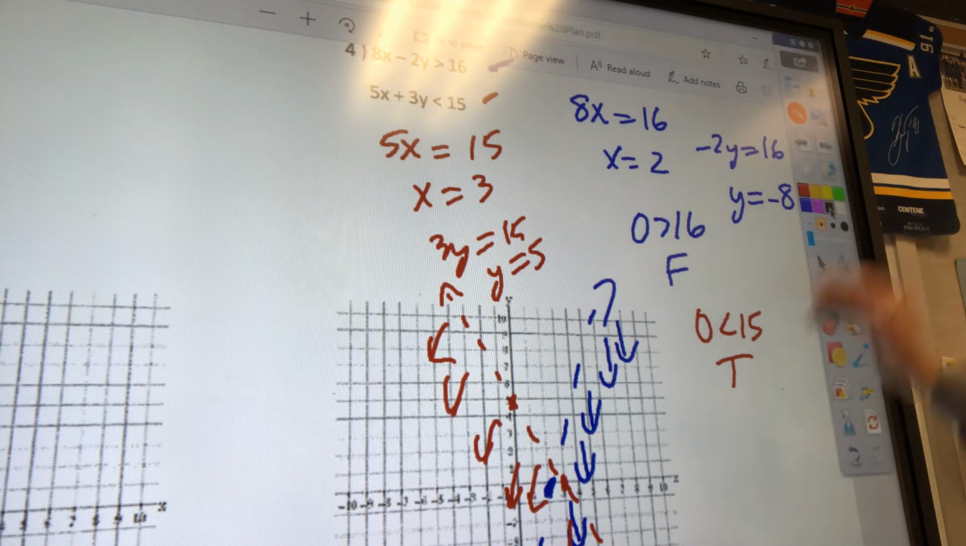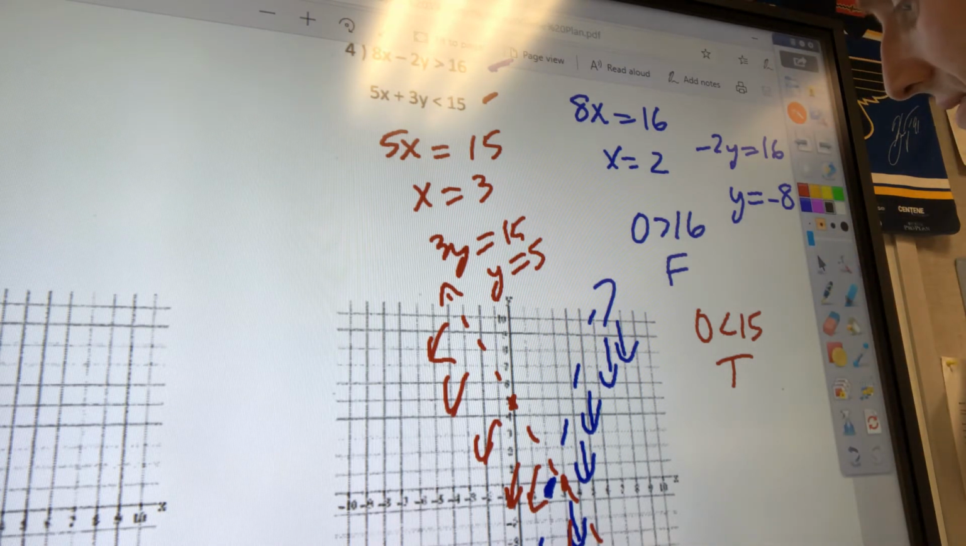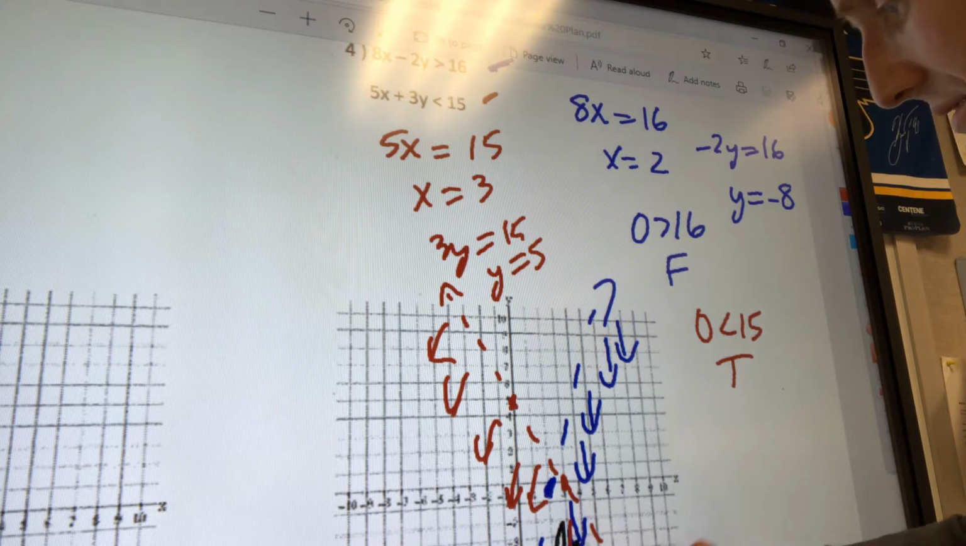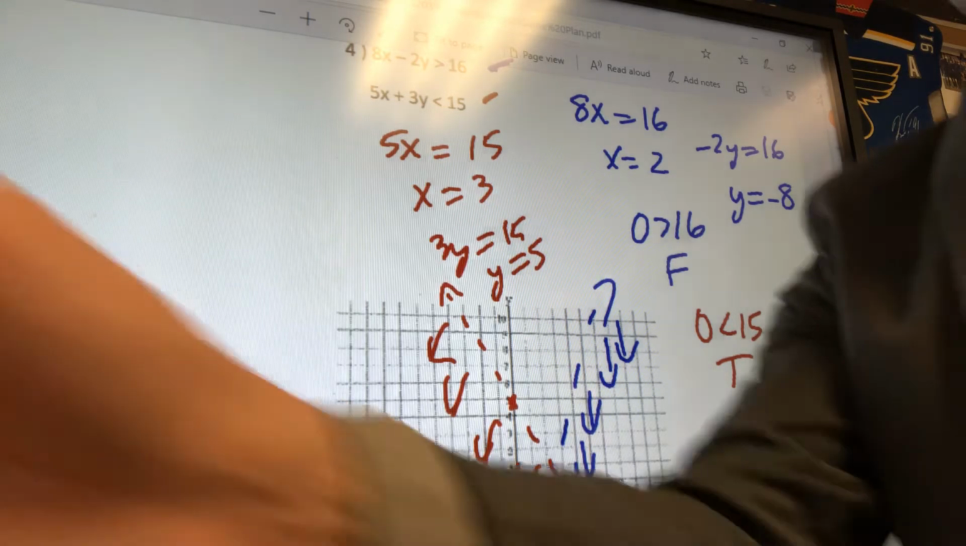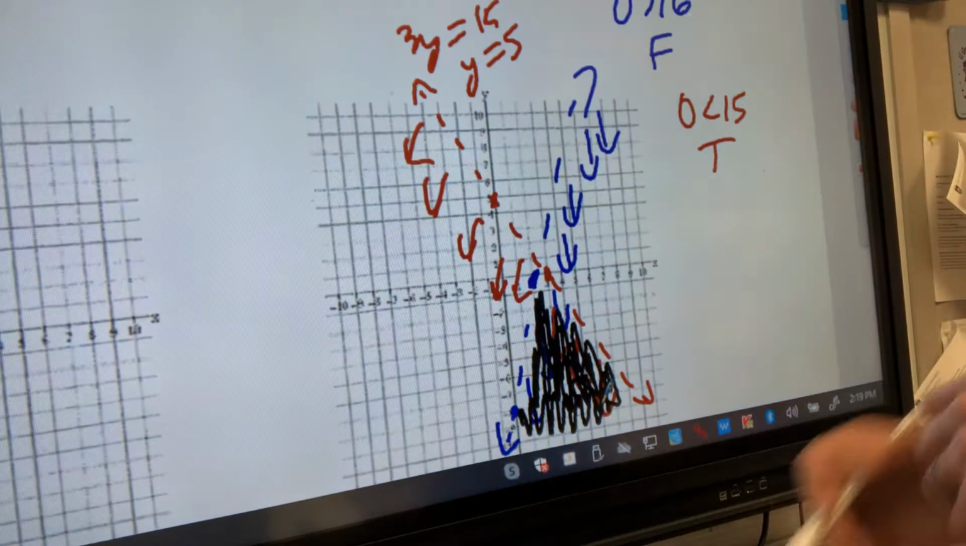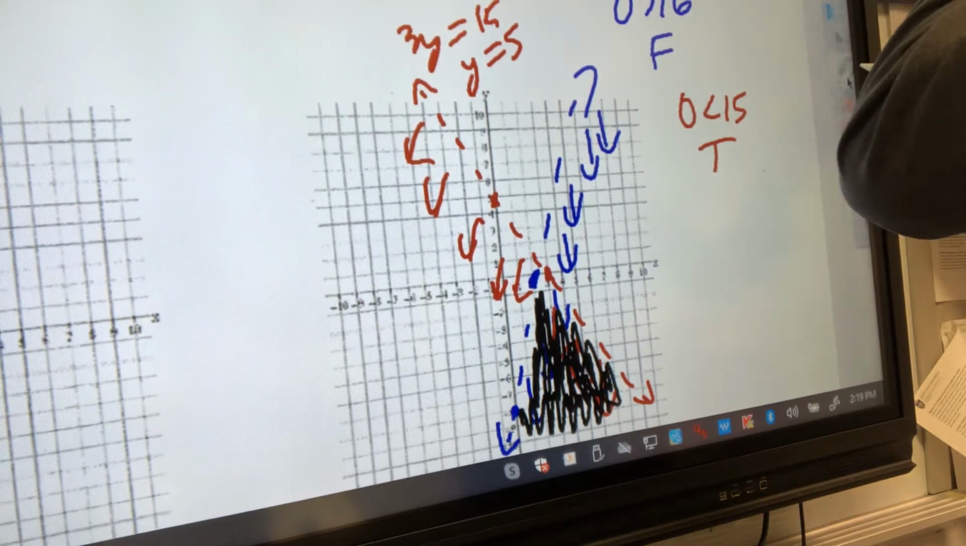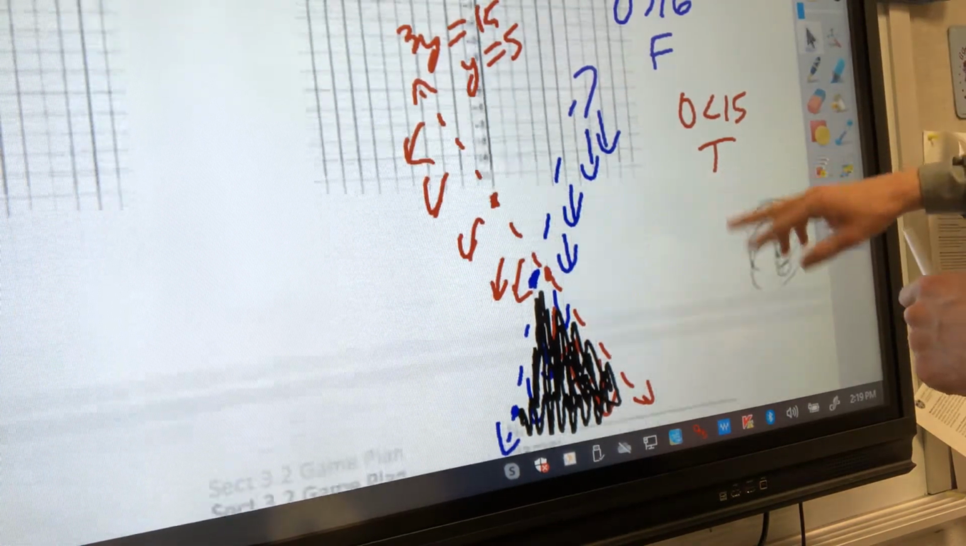And overall in black, I'm shading all of this. Where it overlaps, red and blue. Where red and blue overlaps, that's where I'm shading. All right, let's do a few more of these graphs.